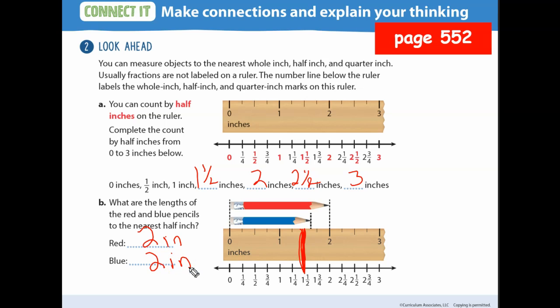Because it says, what are the lengths of the red and blue pencils to the nearest, oh, sorry, my bad, to the nearest half inch. See, that's why we got to read everything carefully. So here's the nearest half inch. Here's the length of the blue. Is it closer to 2 or 1.5? What is it? 1.5. So 1 and then put a half. That's how it works.